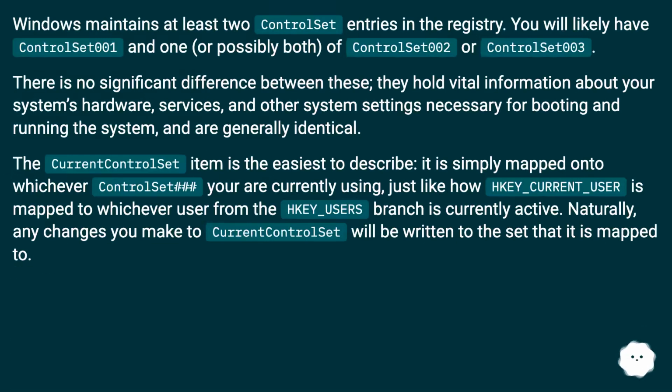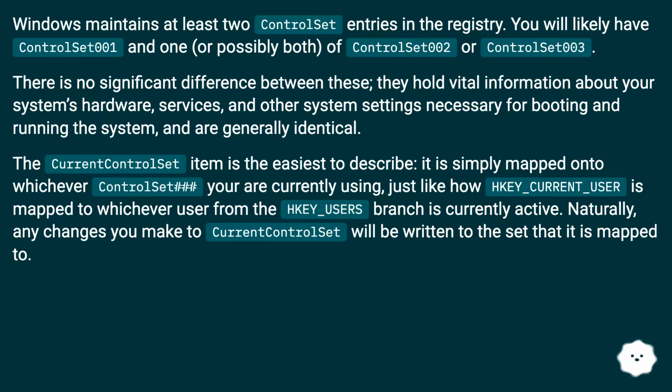Windows maintains at least 2 control set entries in the registry. You will likely have ControlSet001 and one, or possibly both, of ControlSet002 or ControlSet003. There is no significant difference between these. They hold vital information about your system's hardware, services, and other system settings necessary for booting and running the system, and are generally identical. The CurrentControlSet item is the easiest to describe.